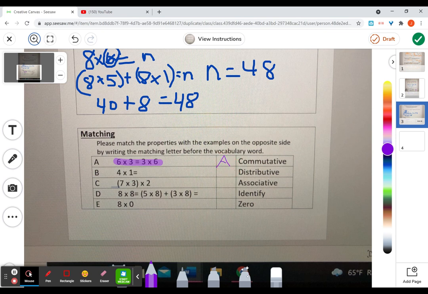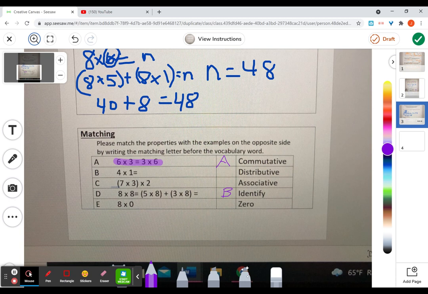All right, so this next one is 4 times 1, and this is pretty easy. Any single time you multiply with a 1, your product is always your other factor, and that's the identity property of multiplication. So I'm going to take a 2, and I'm going to take B and write that next to identity.